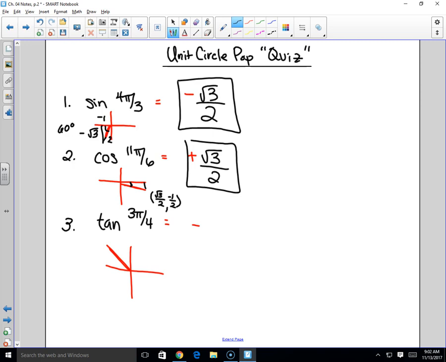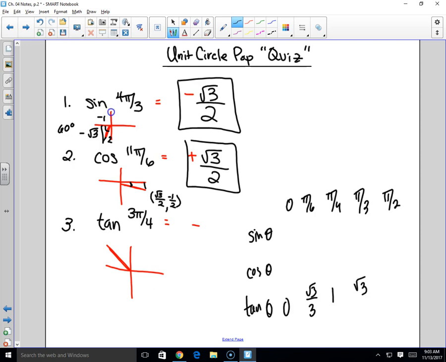3 pi over 4. I'm going to do cheater chart. I have my 0, my pi over 6, which is the 30, my pi over 4, which is the 45, my pi over 3, which is the 60, and my pi over 2, which is the 90. I have my sine, I have my cosine, I have my tangent. 0, 1, 2, 3, 1, 1, 3, 2, 1, 0, all over 2. Square root of 3 over 3, 1, square root of 3. And then we have our 0 and we have our undefined.